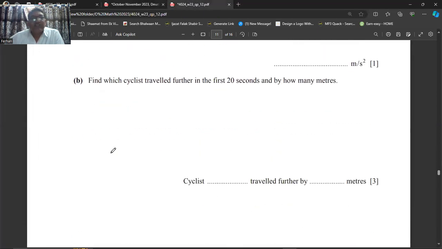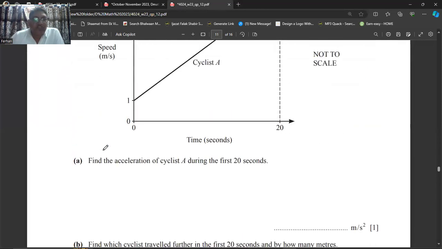Next question is a 3 marks question. He says, find which cyclist traveled further in the first 20 seconds and by how many meters? So you will find the distance traveled by each cyclist.